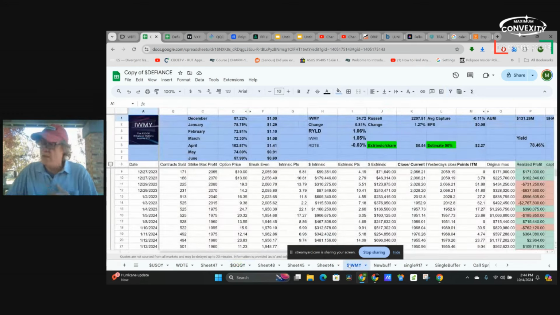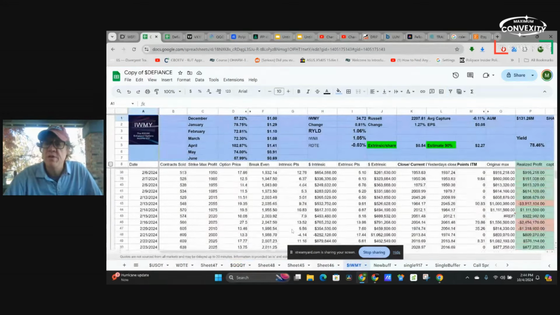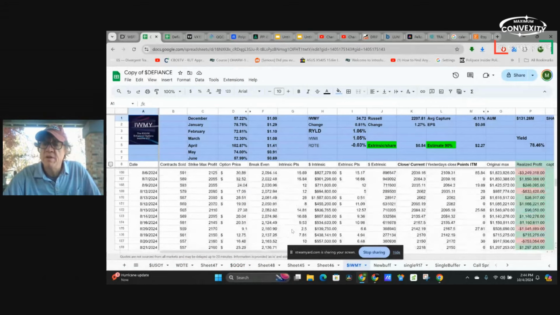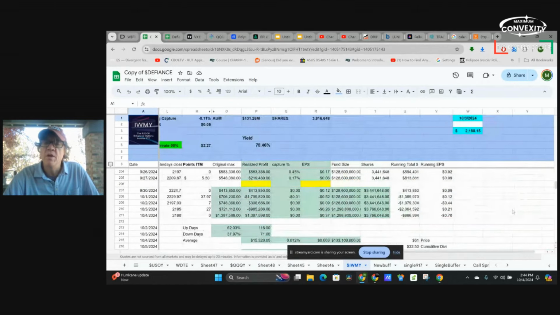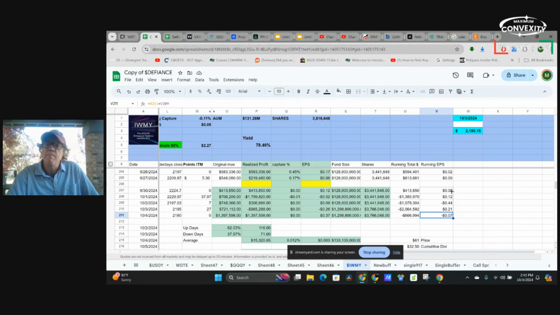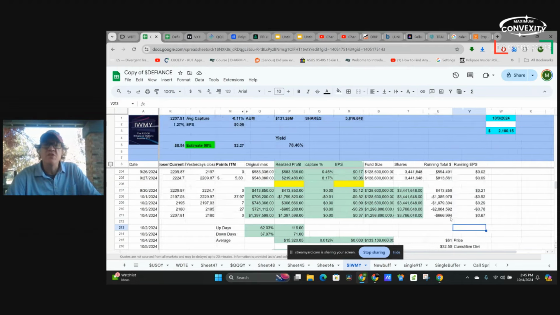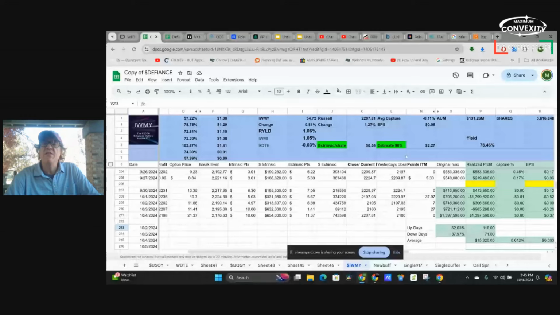IWMY is also at full profit today, making $1.3 million. Okay, there it is. We're actually up 67 cents a share. The dividend is at $2.27, which comes to 78%.